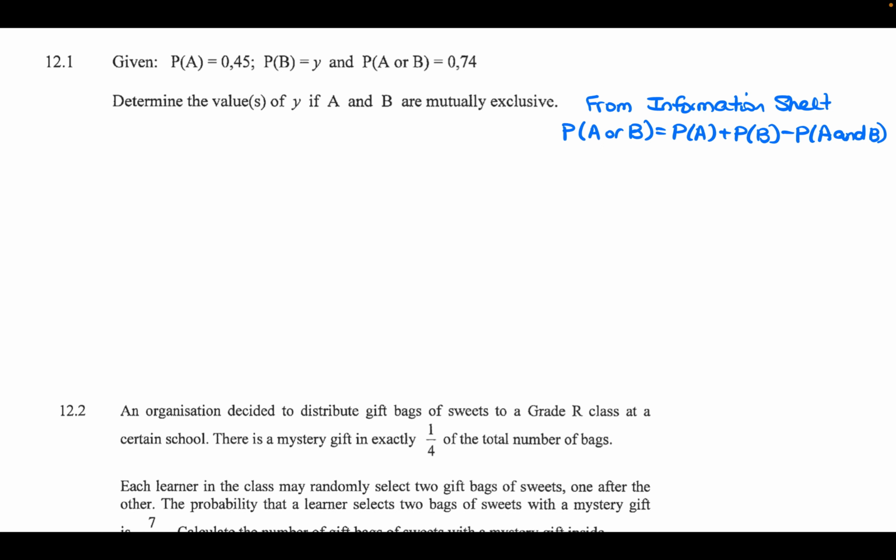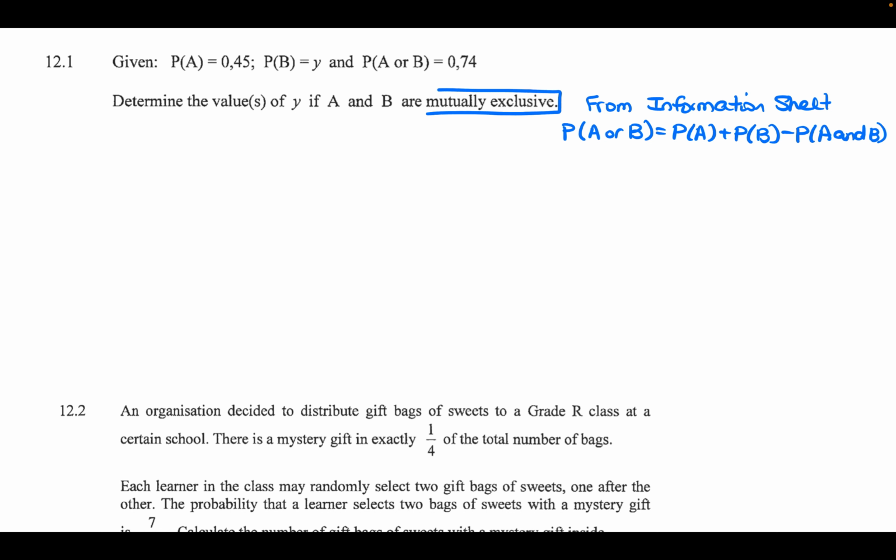Probability of A is 0.45. Probability of B is the unknown. That is the Y. And probability of A or B is 0.74. So I've written down the formula from the formula sheet, and that's going to be helpful in this problem. But the first problem says determine the values of Y if A and B are mutually exclusive.